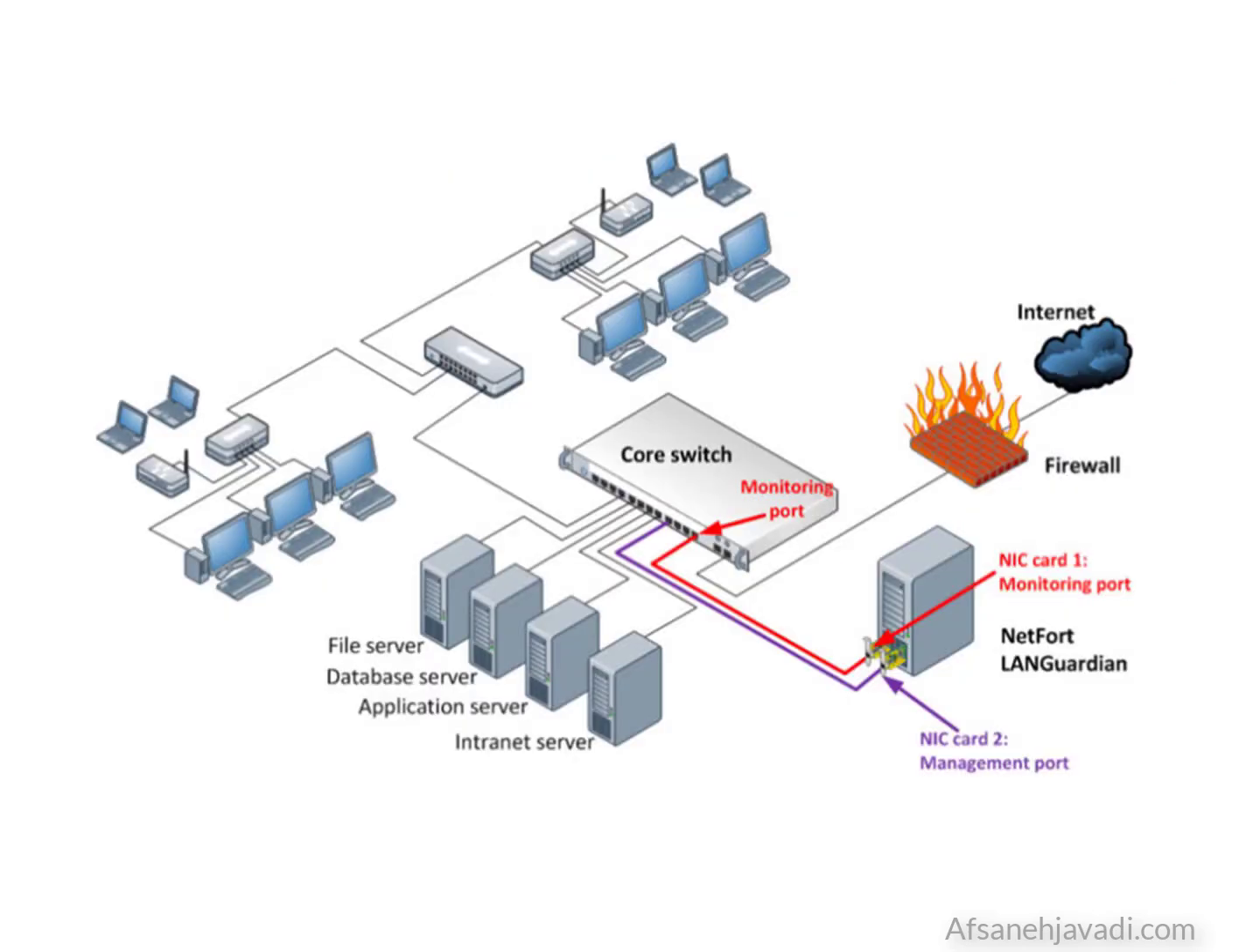Here I have a picture that shows a network. You can see a core switch in the picture, to which all servers, like the file server, database server, application server, and intranet server, are connected. So the traffic of the servers passes through this switch.